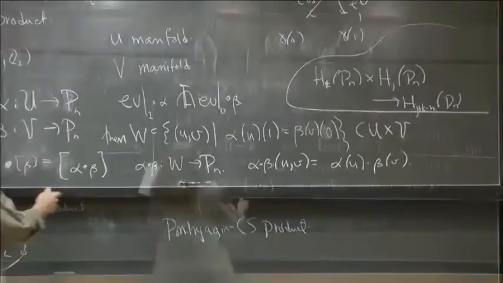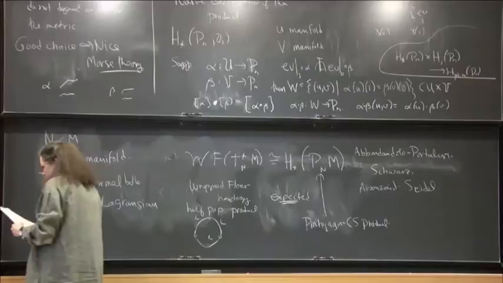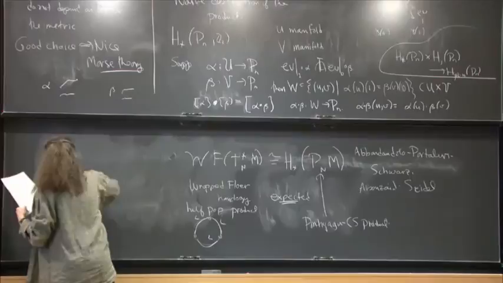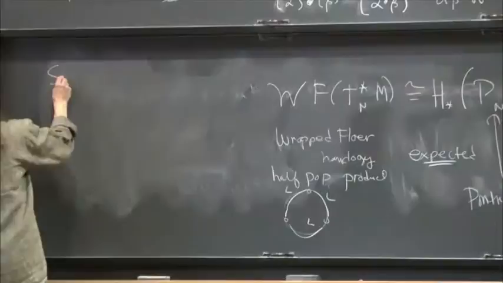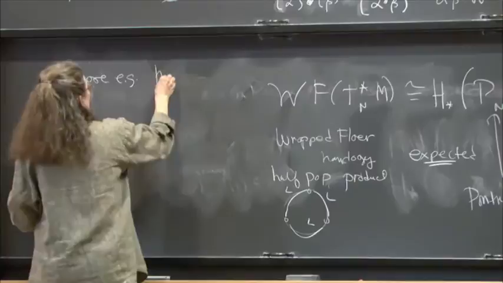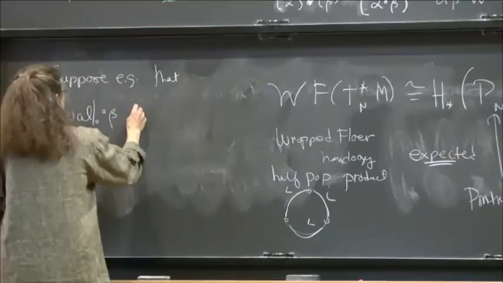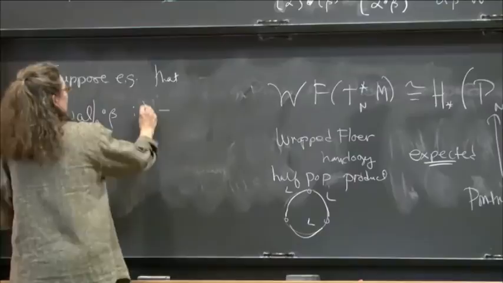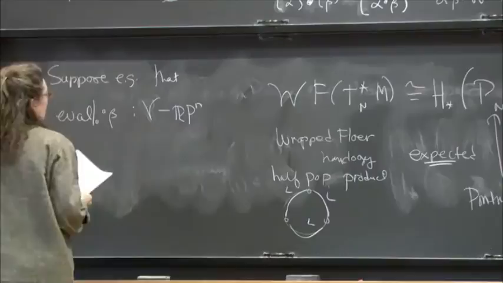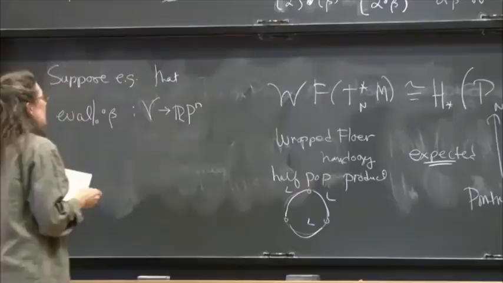And I also want to point out that, if I see some of you still look a little puzzled, maybe this will make things more clear. Suppose, for example, and this will turn out to be the case in some of the cycles we're talking about, that evaluation at the point 0 composed with beta is a map from V to RPN. Again, I'm assuming that this is a submanifold. Then we can ask that this be submersive.